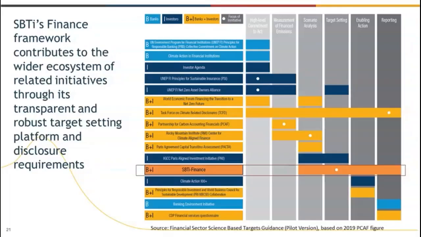Finally, just stepping back a little bit here, the initiative has been around for 5 years, and we've been working on this financial sector framework for the past couple of years. But we're very conscious that we do not cover everything, and we are one part of a broader spectrum. So this is a table that we updated within the guidance document that basically breaks the financial sector's journey from high-level commitments to act to measurement of financed emissions, scenario analysis, target setting, enabling action, and reporting into those 6 categories. And you can see we've mapped out different peer initiatives as to which of those 6 are covered. And you can see the SBT finance framework that we're talking about here today is really obviously focused on target setting, but it includes some scenario analysis and enabling action reporting as well.